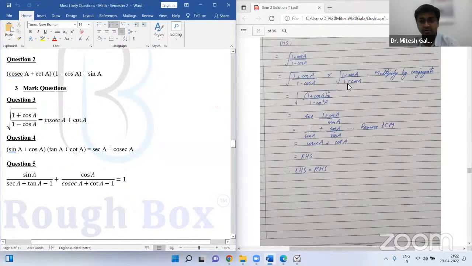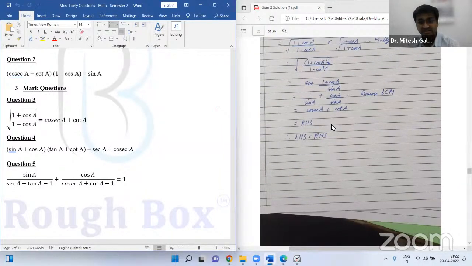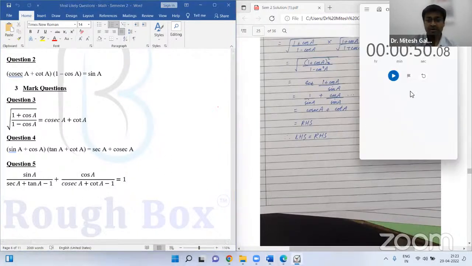So you multiply with 1 plus cos A. 1 plus cos A whole square upon a square minus b square. The root gets cancelled. Split the lower term and you get cosec A plus cot A. Simple one, not difficult. Come on, 4th one. Again, 1 more minute and get it sorted quickly. Simple questions these are. I don't expect very difficult ones from trigonometry this year.